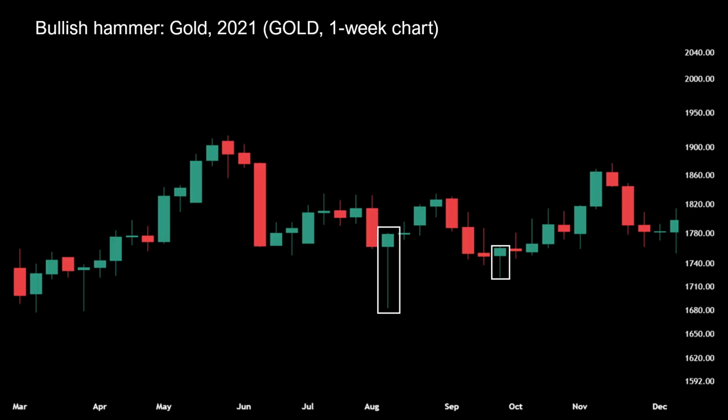Now, I appreciate we've looked at the theory behind a lot of different types of candles, but as always, the best way to learn is to see things in action on real price charts. So I'll now quickly run through a few examples. Here's a bullish hammer on gold for the weekly chart, and another one a few weeks after it. These were clear signs that buyer demand was stepping in at lower prices.